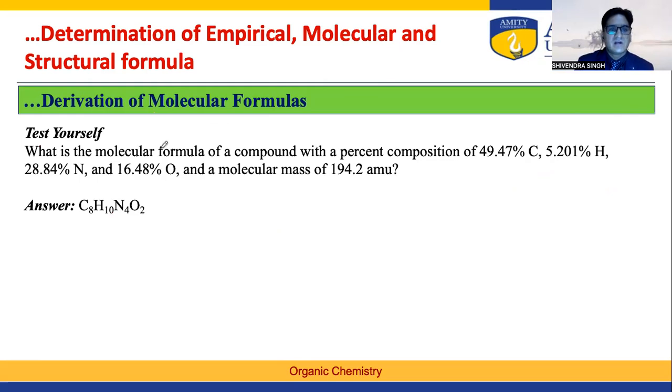Right. We have one similar question for practice. What is the molecular formula of a compound with a percentage composition of 49.47% carbon, 5.201% hydrogen, 28.84% nitrogen, and 16.48% oxygen? So this is the composition: carbon, hydrogen, nitrogen, and oxygen. The molecular mass is also given, which is 194.2.